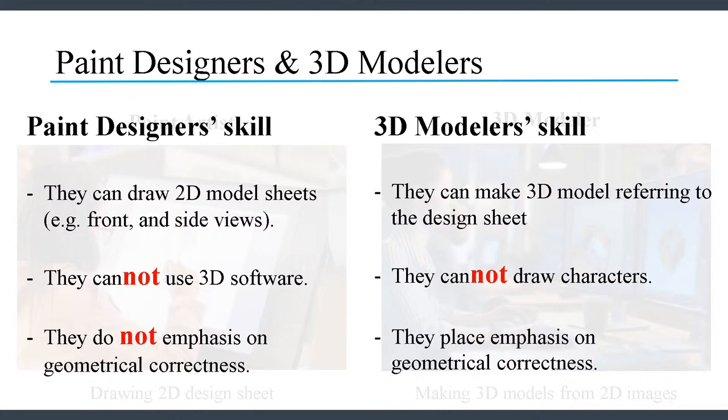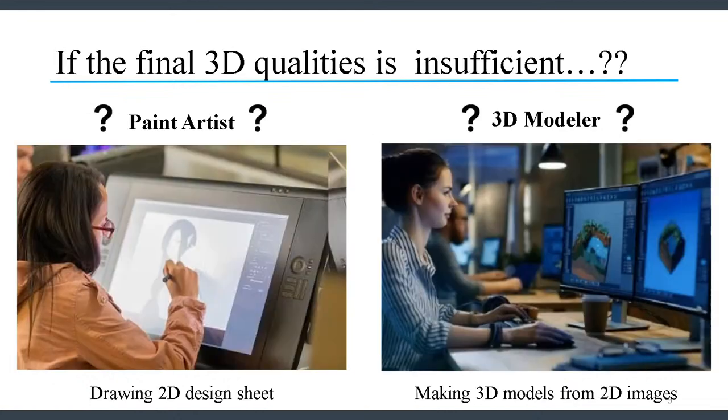But we think there are some problems in character design. For example, when the final character quality is insufficient for the final film, we do not know where the cause is. The paint designer's fault? The 3D modeler's fault? No. In many cases, we think that one of the causes is that it is difficult to pass a character concept from paint designers to 3D modelers. That is, a difficulty in communicating between them. Therefore, I think that instead of specialized work, it is necessary to support thorough work.